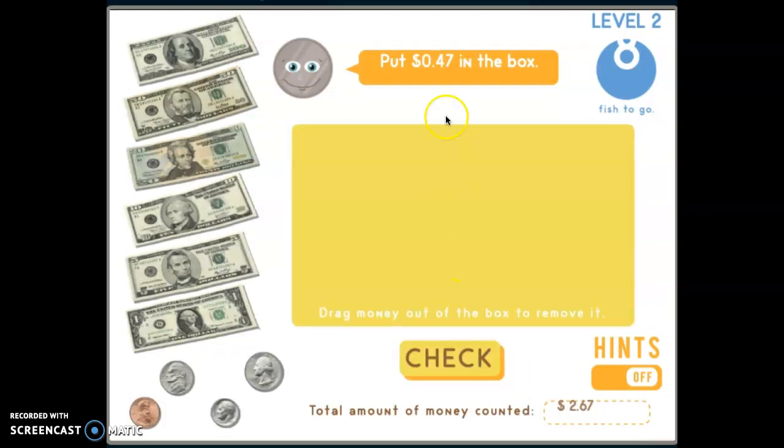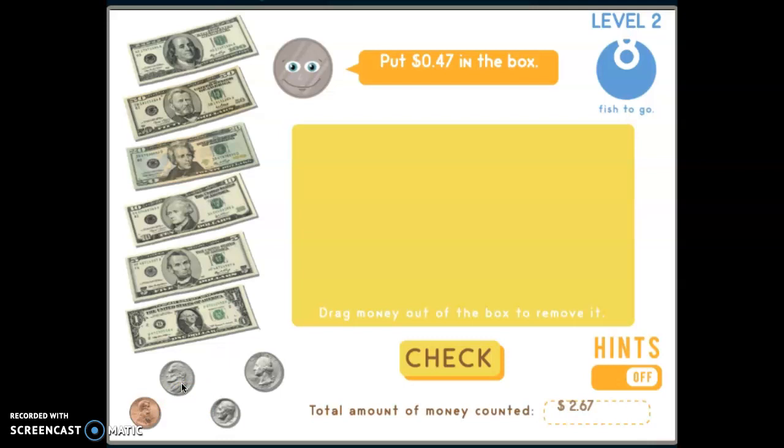All right, 47 cents. Could I use a $10 bill? Talk to your knee. Why or why not? Good, $10 would be way too much money. Could I use a $5 bill? Too much. Could I use a $1? Too much. Could I do 47 pennies? Of course I could, but it would take a really long time. So let's think about it like this.